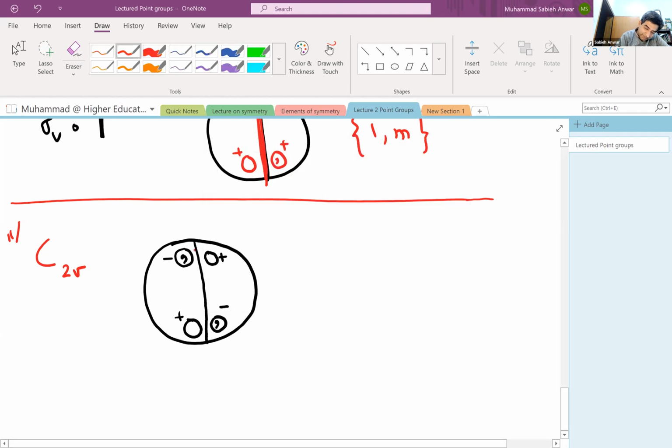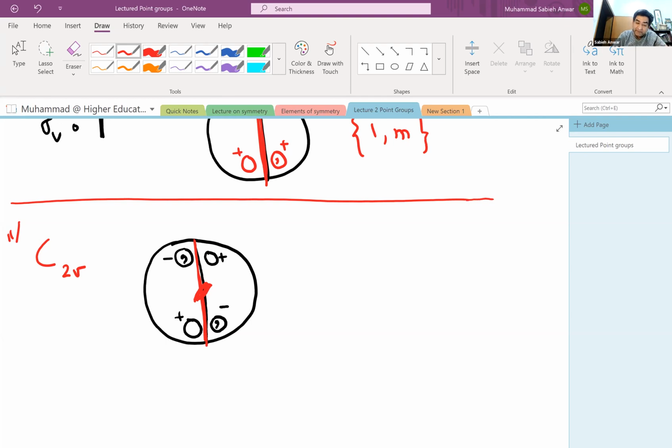This is one mirror plane, which I started off with. The two-fold rotation axis is also here. And now I have a vertical mirror plane. The vertical mirror planes are drawn by solid lines, by the way, which I've drawn in red over here. All right. So now if you observe, what we are having here is a two-fold axis of rotation and a vertical mirror plane. The vertical mirror plane contains the principal axis of rotation.